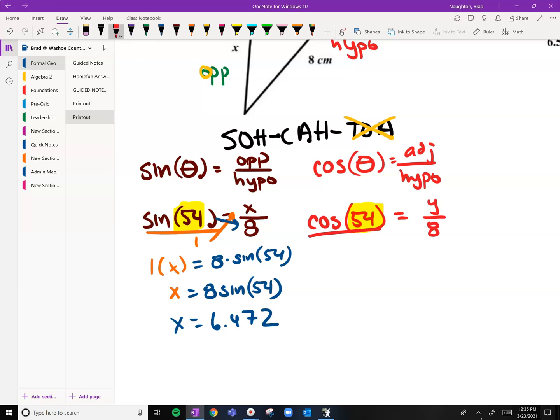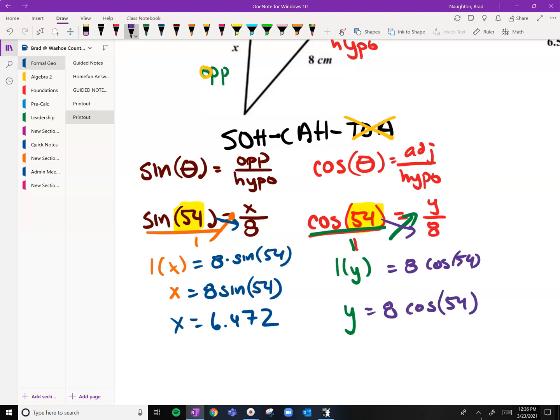So then we'll put this over 1 and cross multiply. So I'm going to get 1 times y, which is just y. And then 8 times the cosine of 54. So y is going to be 8 cosine 54. So when we put that into the calculator, we're going to get 4.702.